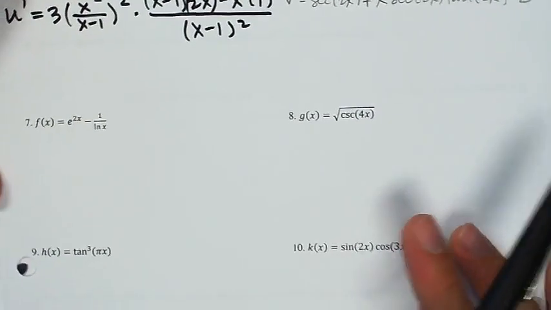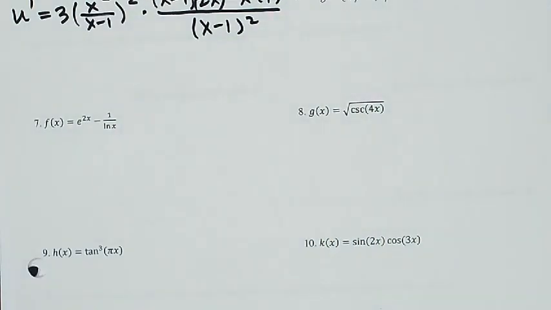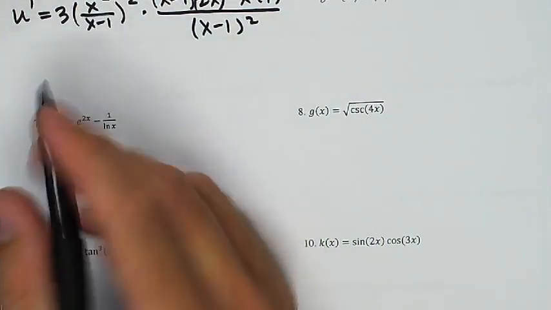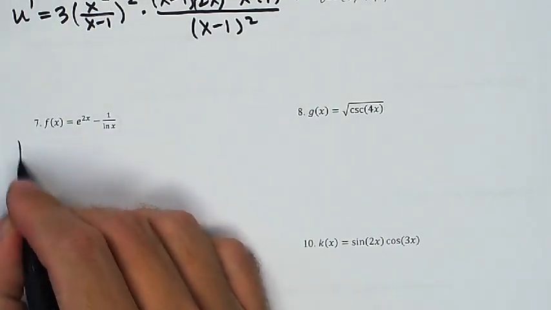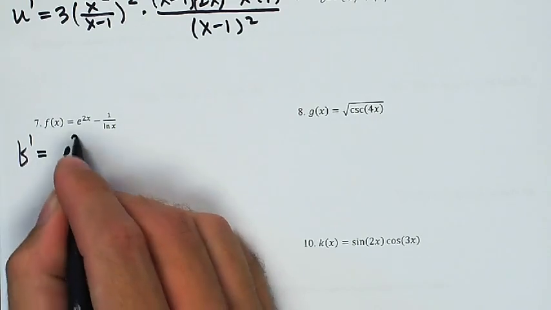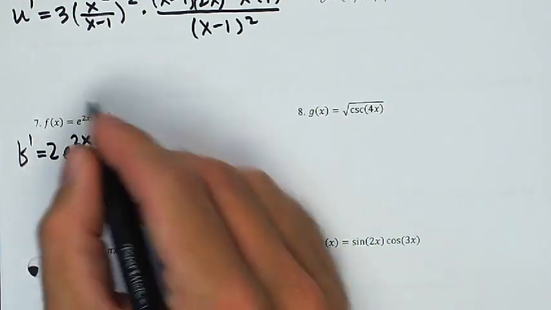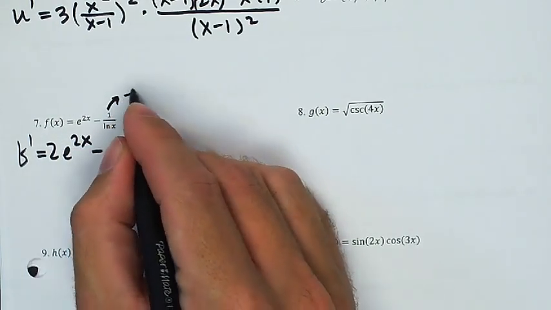All right, e to the 2x minus 1 over log x. Okay, with fractions, especially if it's 1 over, I'm going to just recommend you write it as the negative 1 power. So I've got f prime equaling, okay, the derivative of e to the 2x is e to the 2x times the derivative of 2x.